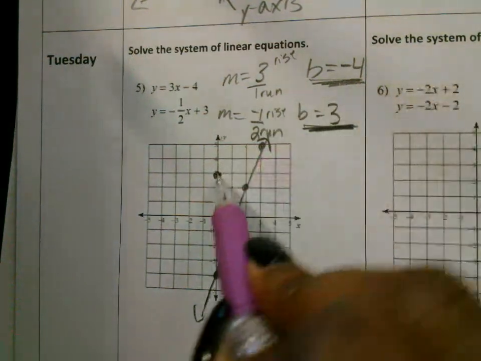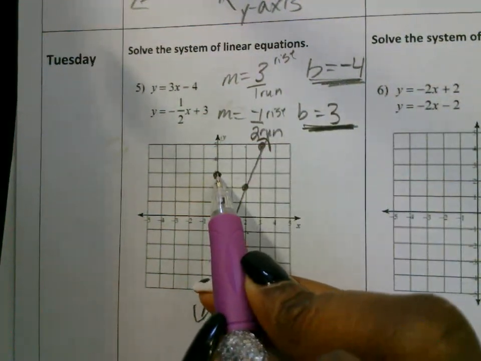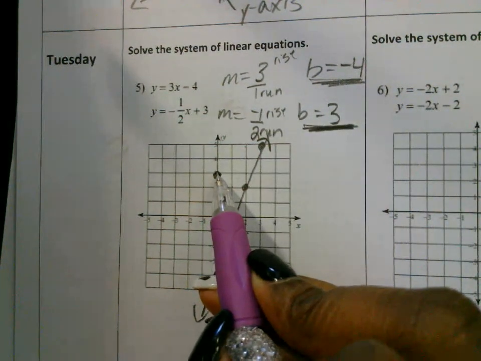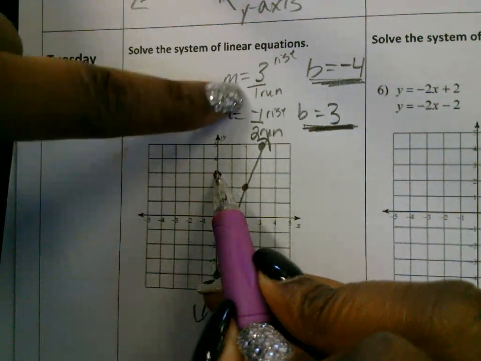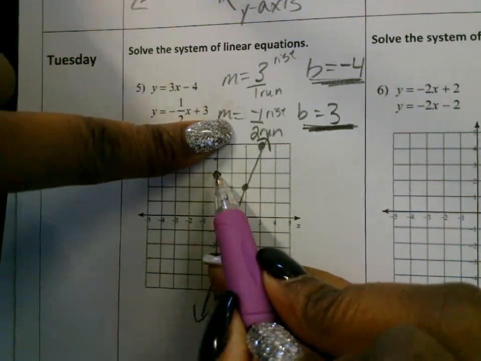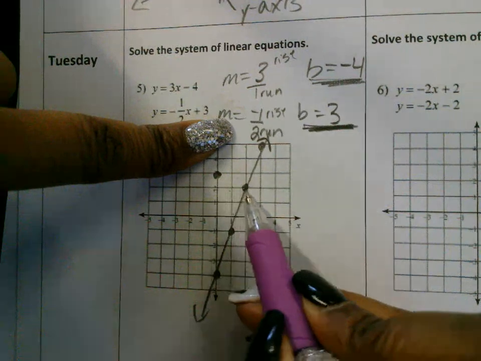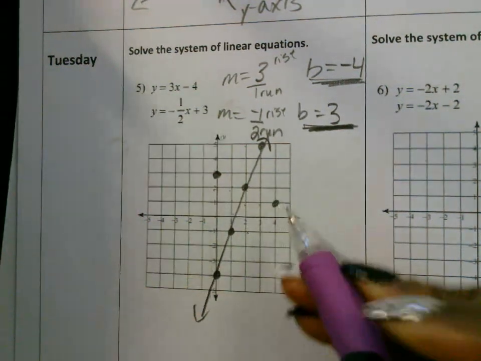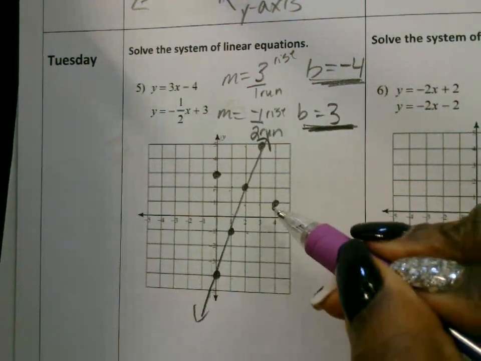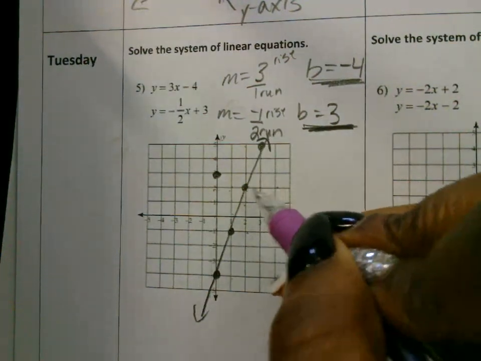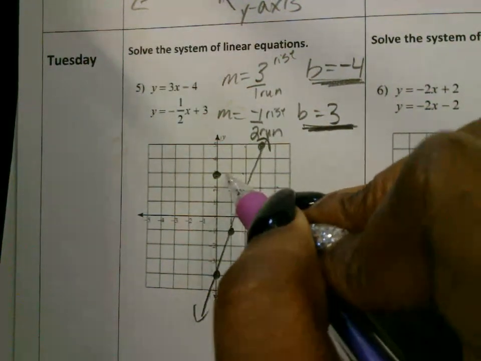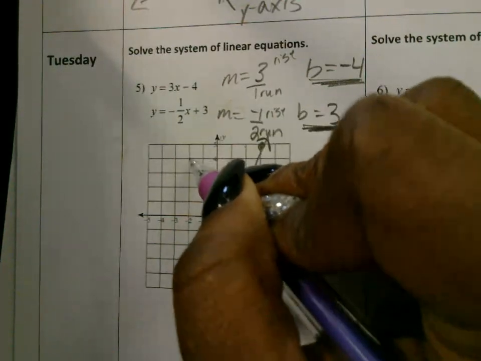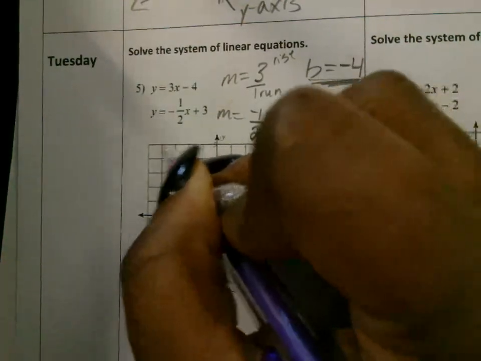Now, put your pencil on this point. Where are we going to go from here? We're going to go down 1 and to the right 2. Down 1, right 1, 2. Points in the opposite direction, do it backwards. Up 1, left 1, 2.